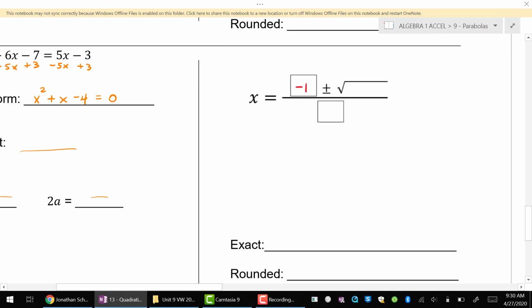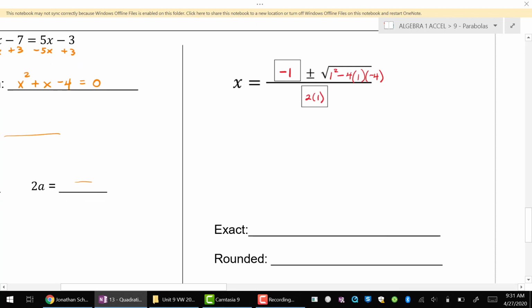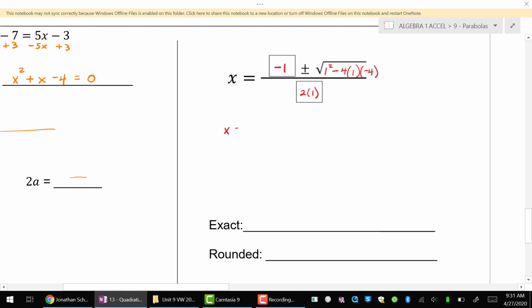All right, so opposite of b, plus or minus, and here's the discriminant, b squared minus 4ac. So 1 squared minus 4 times 1 times negative 4. And all divided by 2 times a. 2 times a would just be 2 times 1. So there are the pieces in this formula.